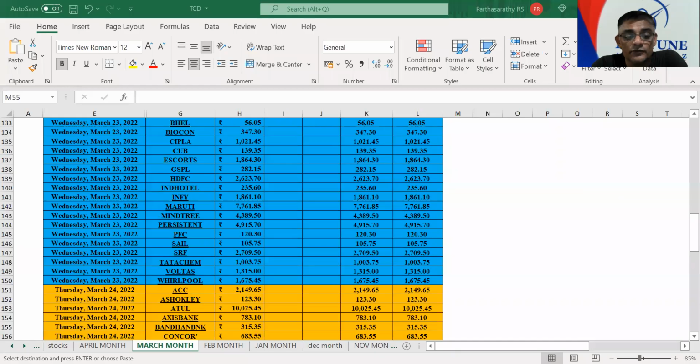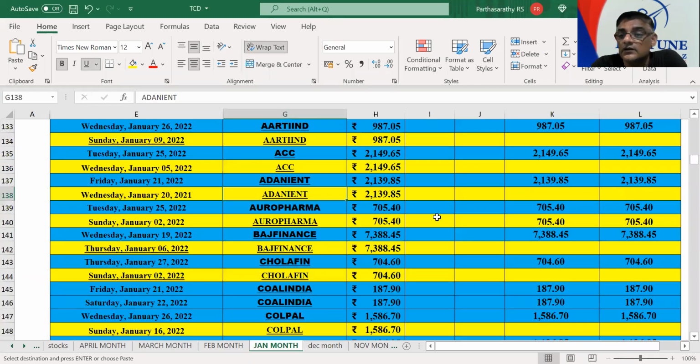If you go to the January month, Adani Enterprises had two combination dates, so this has to come the next day. That is why it is very, very powerful. In the month of January, it is January 20th and January 21st. So mark these two dates. I've already marked this in the chart, and I will show you. Then comes February.